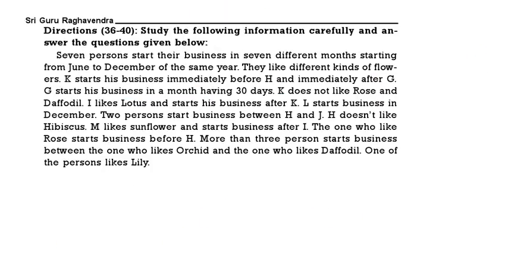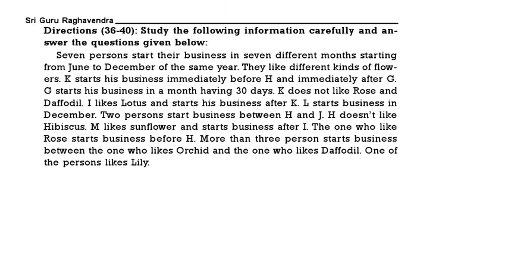Next question. 36 to 40. Study the following information carefully, then answer the questions. Seven persons start the business in 7 different months starting from June to December. They like different kinds of flowers. K starts his business immediately before H and immediately after G. G starts his business in the month having 30 days. K does not like rose and daffodil. I likes lotus and starts his business after K. L starts his business in December.